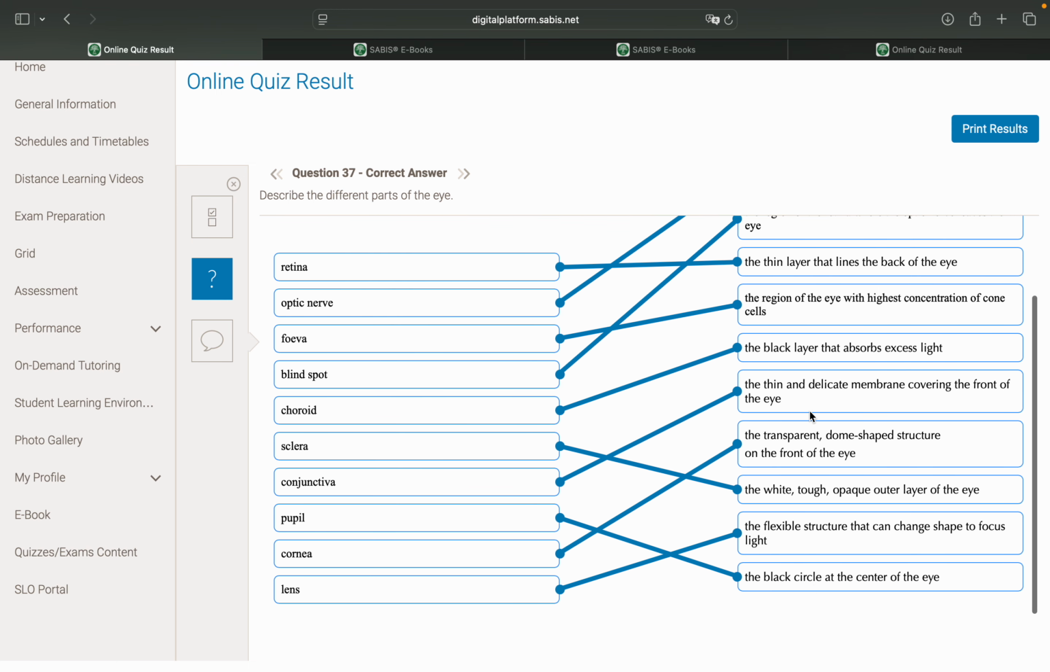Conjunctiva is the thin and delicate membrane covering the front of the eye. The pupil is the black circle at the center of the eye. Then we have the cornea. It's the transparent dome-shaped structure on the front of the eye. And the lens is a flexible structure that can change shape to focus light.